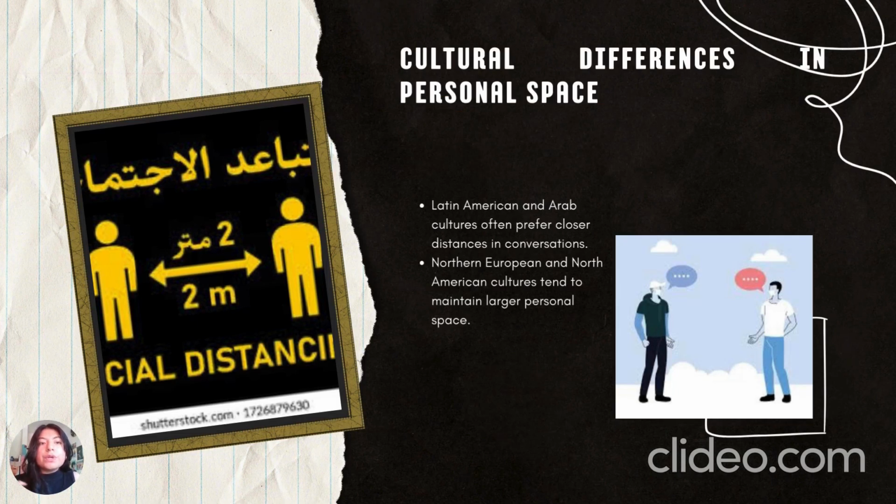So, cultural differences and personal space. Latin American or Arab cultures often prefer closer distance in conversations. Northern European or Northern American cultures tend to maintain larger personal spaces. For that reason, misunderstandings may arise when people from different cultures interpret proximity differently, leading to discomfort or perceived rudeness.